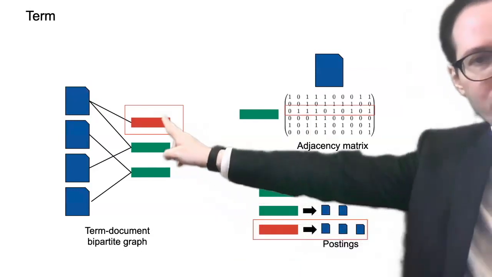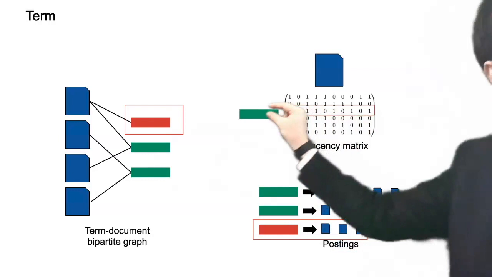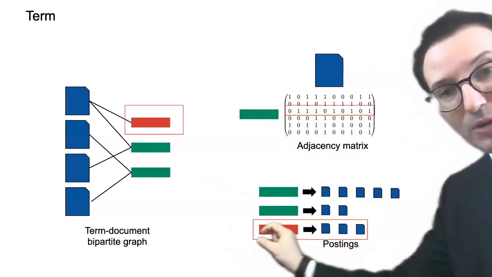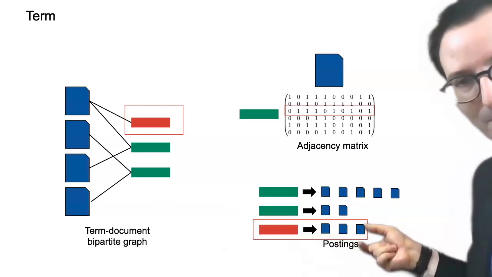Then we have the terms. So in the bipartite graph, these are the ones on the right. In the adjacency matrix, these are the rows. And in the postings, this is one entry, right? So the term here with its list, the list of documents. So this is a term.